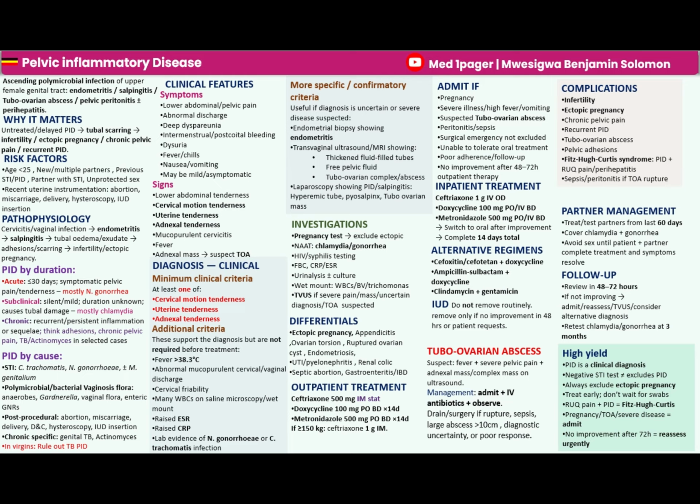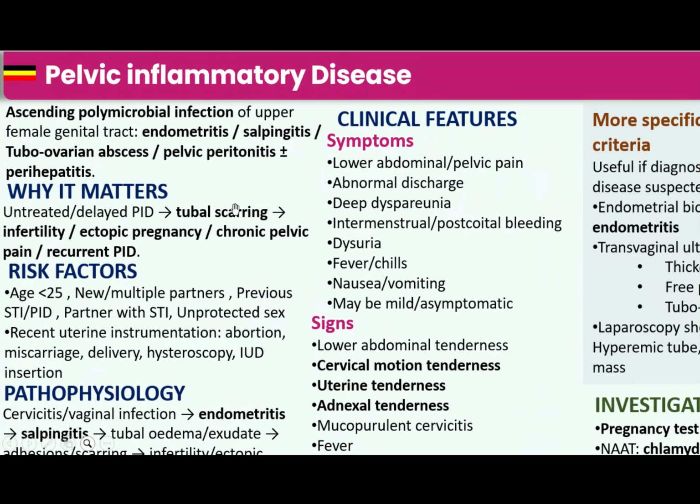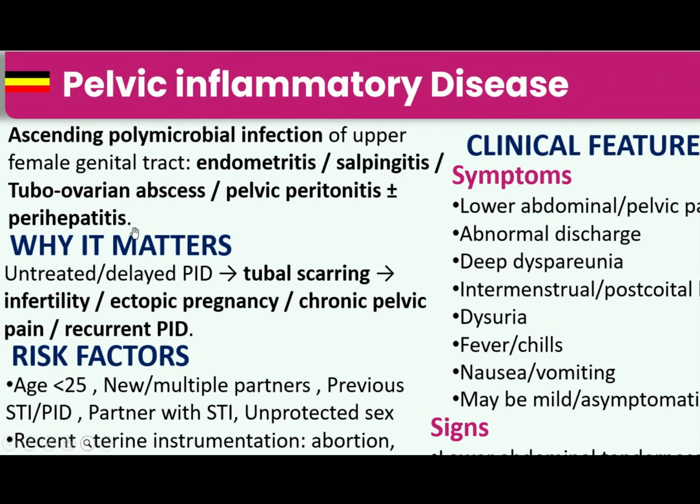So let's get started. Pelvic inflammatory disease is an ascending polymicrobial infection. Different organisms are involved, and it affects the upper female genital tract. When you look at the female genital tract, you can divide it into the lower genital tract, that's the vagina and the cervix, and then the upper genital tract, that is the uterus, the fallopian tubes, and the ovaries. So we can get an endometritis, which is inflammation of the inner lining of the uterus. We can get a salpingitis, which is inflammation of the fallopian tubes, a tubal ovarian abscess, and a pelvic peritonitis.